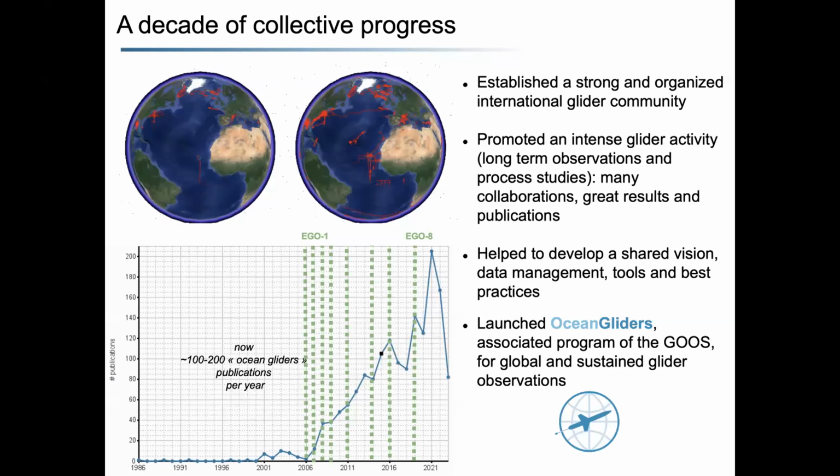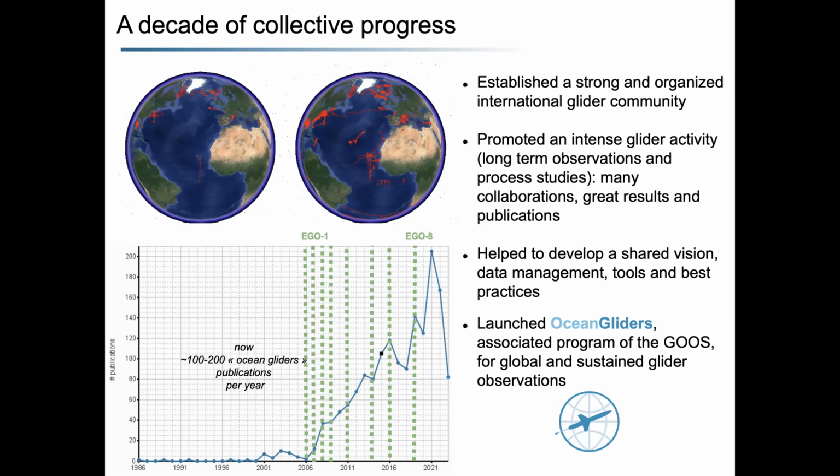So that's collective progress over many years. Here we have a map of the glider activity in 2009 on the left, and on the right, 2019. So it's a lot more activity, the progress in 10 years. On the bottom, you have a record of the publications related to OceanGliders, and you can see we started with very few in 1986. This is only the Stommel paper, and then it started around 2000, and we have now reached something like 100 or 200 publications per year.